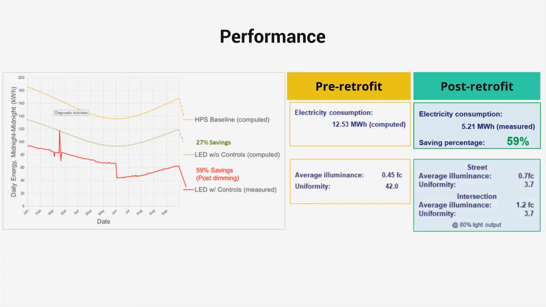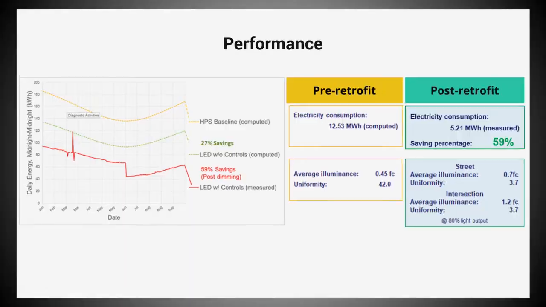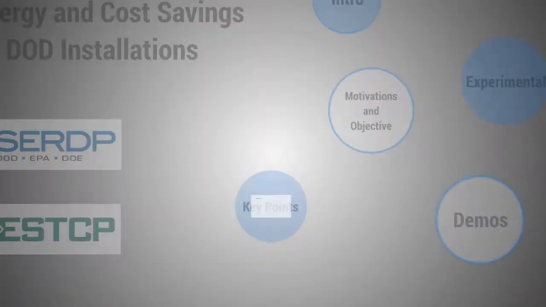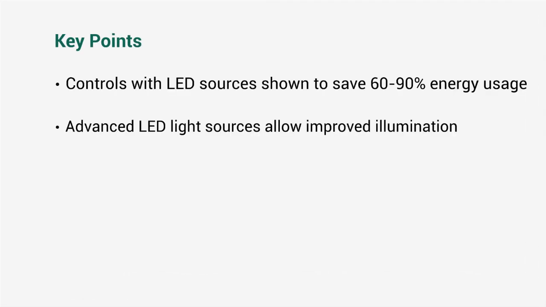Well, let's wrap up by visiting the key points. Now, first, advanced controls with LED light sources reduced energy consumption for exterior lights by 60 to 90%, depending on the exact application. They achieved these energy savings while also improving the quality of light in terms of color rendering, brightness, and uniformity, which certainly benefits users, maintenance, and security.